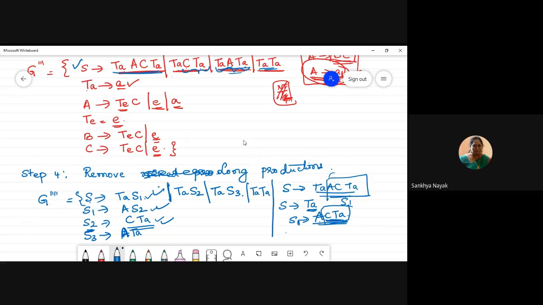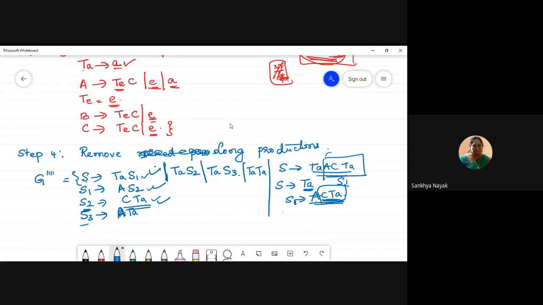Now let us come to T_A derives A. It's already in the form, so no issues with that. Actually, everything else is in the form only. You have two non-terminals or a single terminal. So we are going to put all of them as they are in the final grammar. I hope this is clear. We'll solve one or two more examples in the next class. If you have any doubts, please ask me. Otherwise, you can go ahead and mark the attendance.